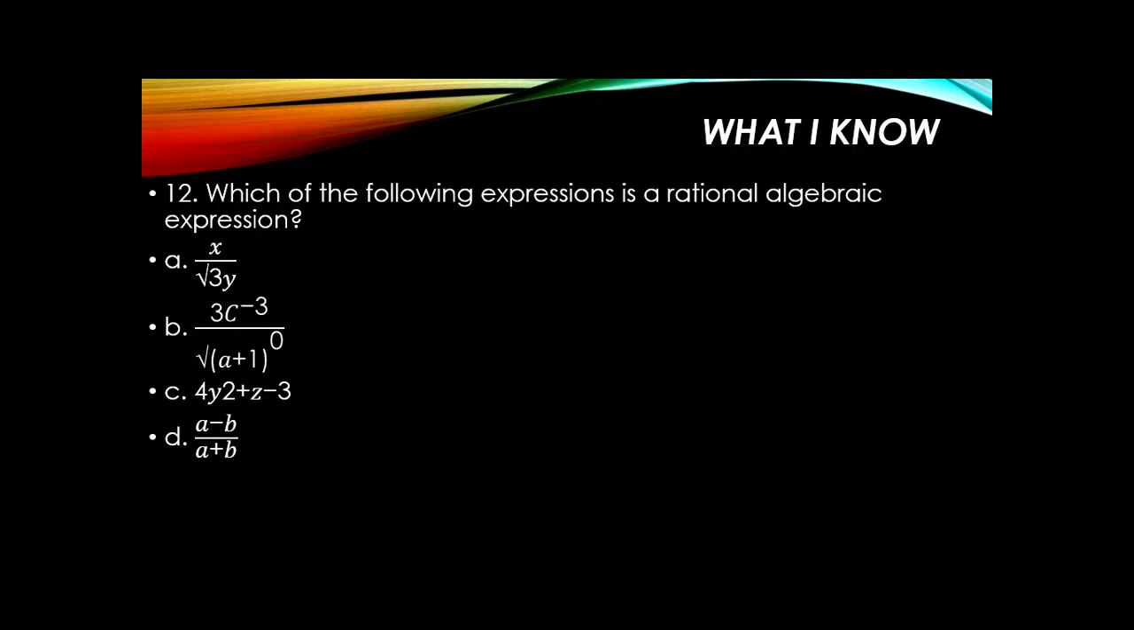Okay, a plus 1 to the power of 0. Letter C, 4y squared plus z minus 3. Letter D, a minus b all over a plus b. Okay, the correct answer is letter D.